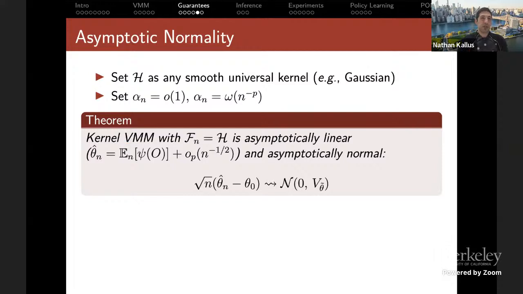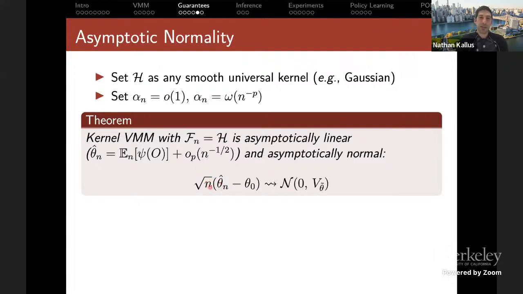asymptotically linear. So asymptotically linear says what? Asymptotically linear says our estimate looks roughly like a sample average of some function, some unknown function psi. This is called the influence function, plus some low order noise. So mostly it looks like a sample average. In particular, our estimate is going to be asymptotically normal.